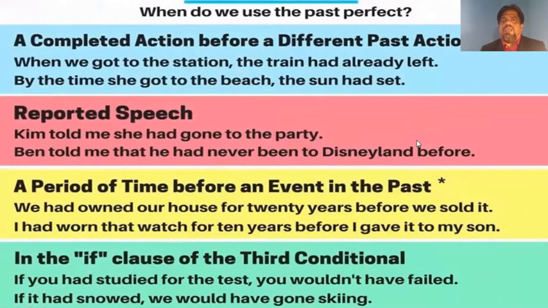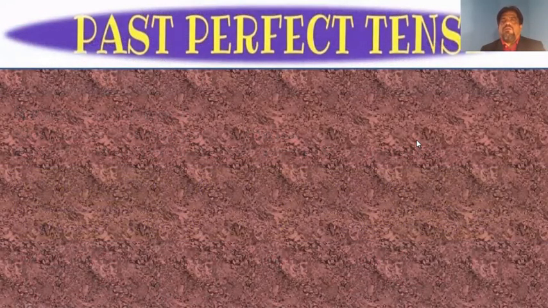So here, once again, let us cement the idea. Let us get the complete concept of past perfect action. When do we use the past perfect? A completed action before a different past action. Then in reported speech, a period of time before another event, not a point of time. And then in the if clause condition, so for example, if you had studied for the test, you wouldn't have failed. If it had snowed, we would have gone skiing, like that.